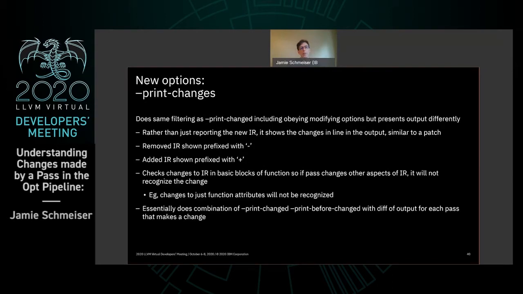A new option, Print Changes, builds on Print Changed by combining Print Changed, Print Before Changed, and a comparison utility. When a pass changes the IR, a patch-like representation of the IR is shown. Those lines that are removed from the IR are shown prefixed with minus, while those added to the IR are prefixed with plus. The usual supporting filtering options are obeyed.